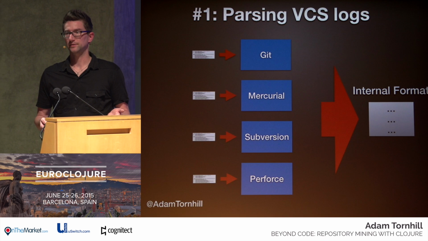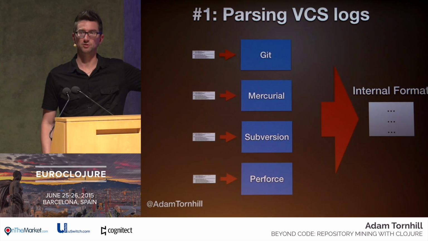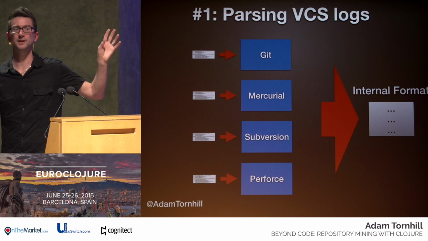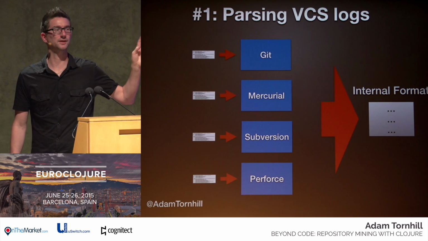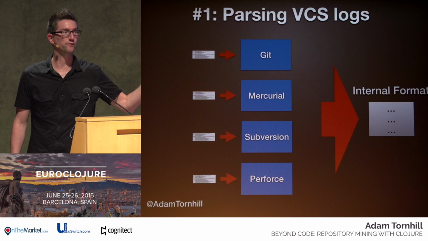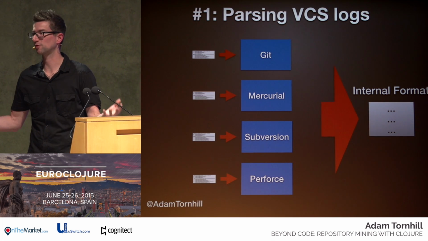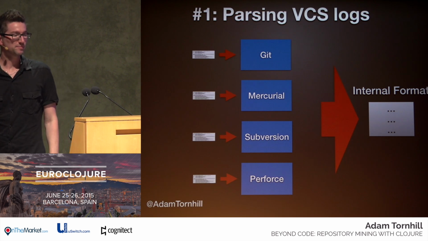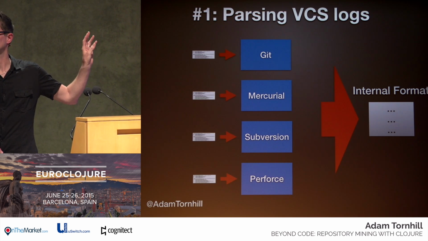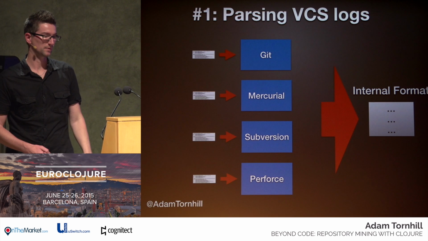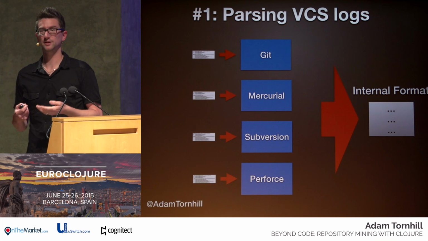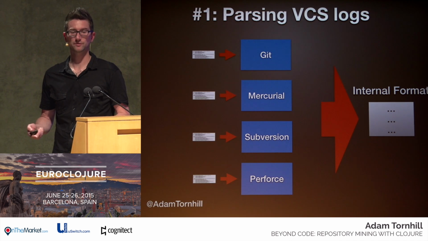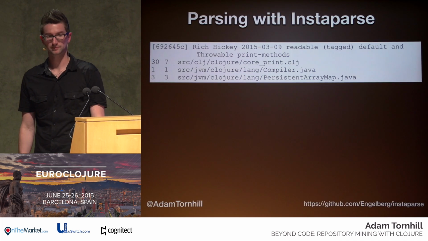So CodeMaat supports some of the popular version control systems. And those version control systems, they contain virtually the same information, but of course in radically different formats. It would be way too simple otherwise. So we basically had to write a parser for each version control system. And I sat down and looked at some different parser frameworks, but I pretty soon settled on Instaparse.